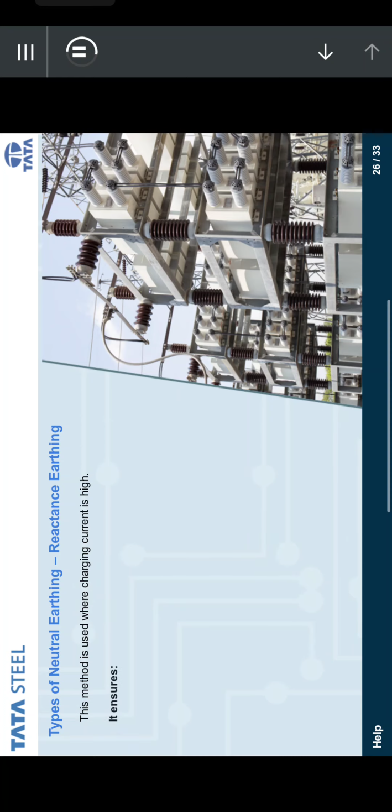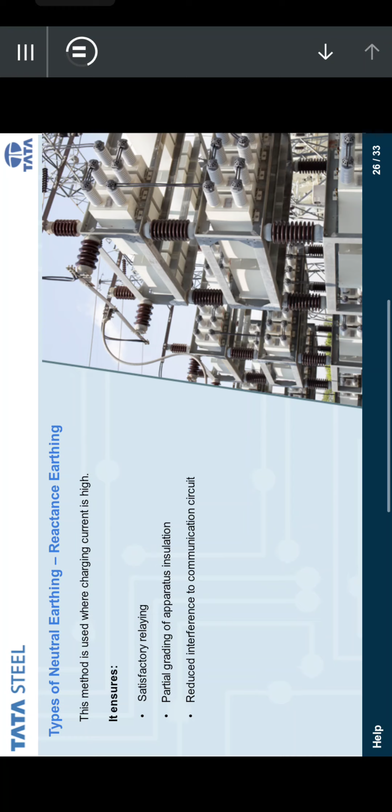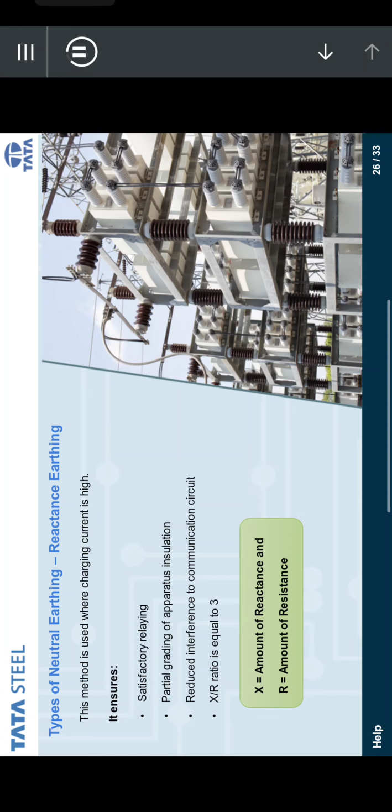Reactance earthing ensures satisfactory relaying of current and partial grading of apparatus insulation. It also ensures reduced interference to communication circuits, and further that the X by R ratio is equal to 3. Please note that in reactance earthing, the X by R ratio refers to the amount of reactance denoted by X divided by the amount of resistance R.